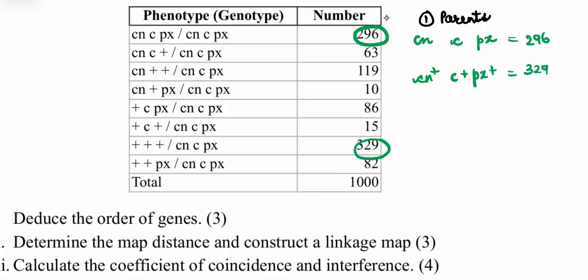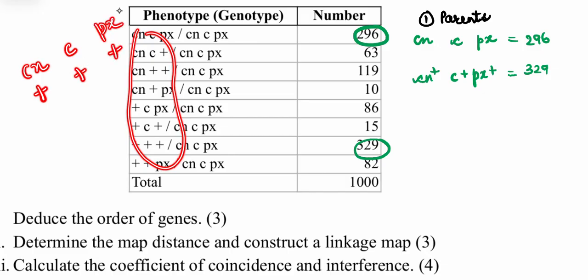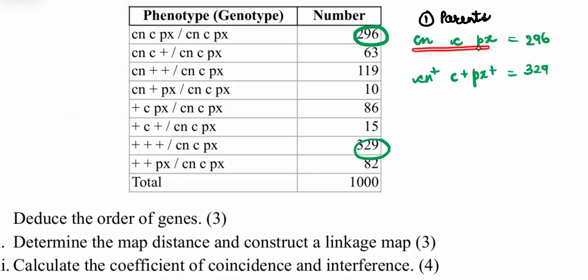Now, one more key feature you need to know is you just look over all the genotypes. See here CN is also covered and its wild form. C its wild form. PX its wild form, means all the six genes are present here. So when you talk about the parents, the six genes must be covered. So you have to choose only those two maximum numbers which consist of all the six genes. See, this is gene type 1. This is gene type 2.